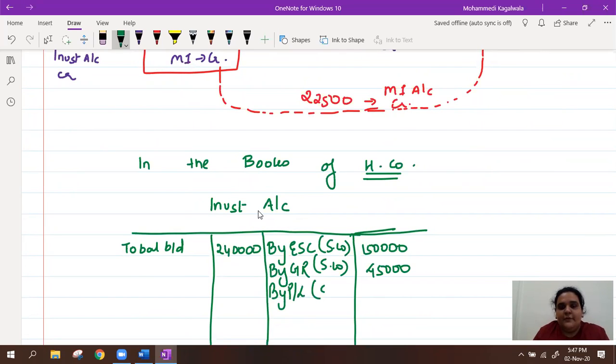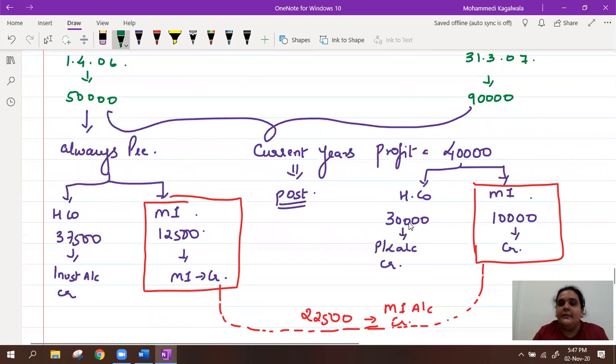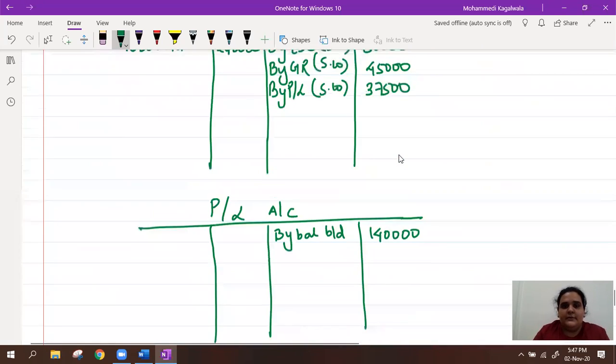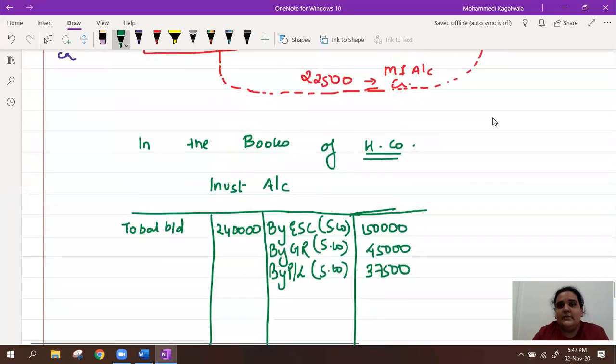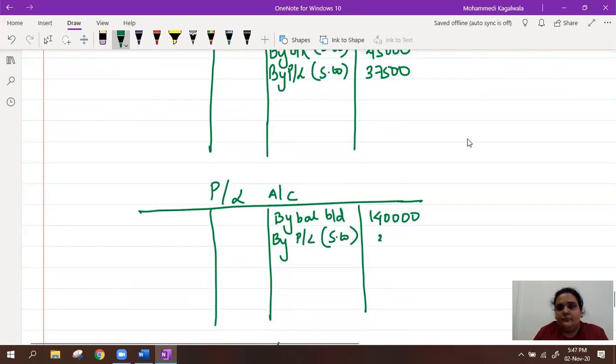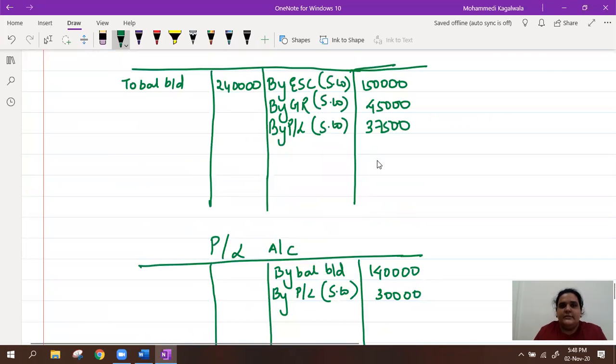P&L ऑफ सब्सिडरी कंपनी का, होल्डिंग को मिल रहा है 37,500, और जो करंट है उसमें होल्डिंग कंपनी को मिल रहा है 30,000. दैट विल गो इन P&L अकाउंट क्रेडिट साइड. सो बाय P&L ऑफ सब्सिडरी कंपनी, that is how much? 30,000. एंड माइनॉरिटी इंटरेस्ट का तो मैंने टोटल बनाया ही है, तो डायरेक्टली बाय P&L ऑफ सब्सिडरी कंपनी 22,500.